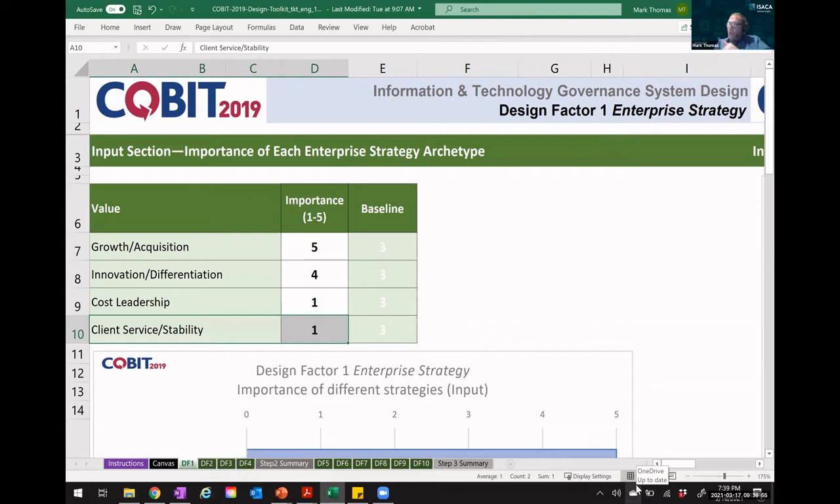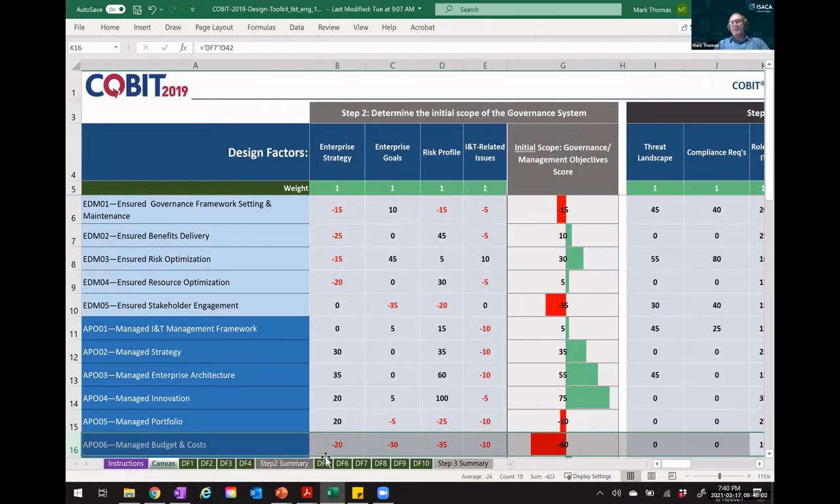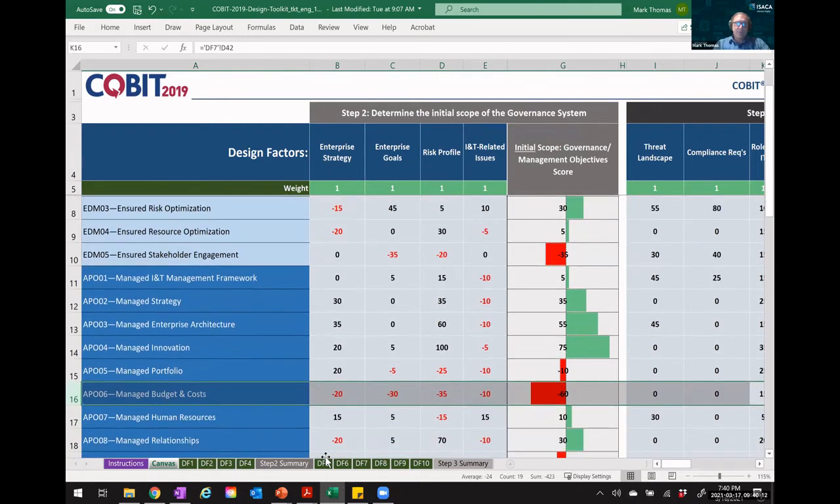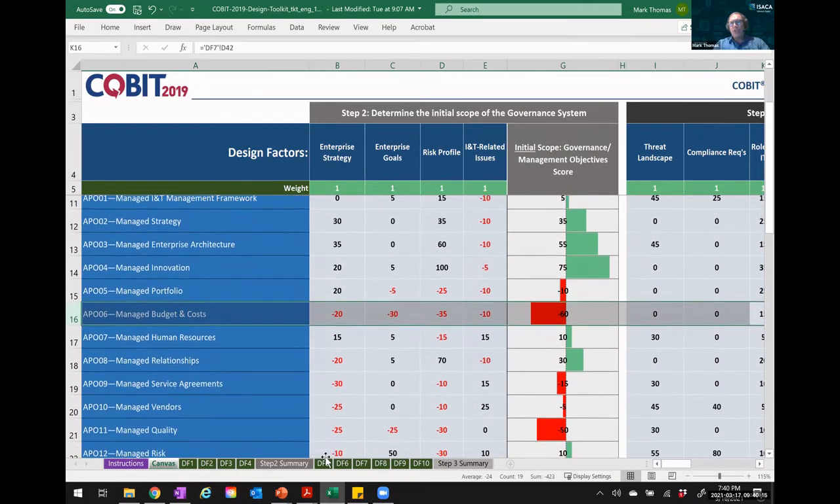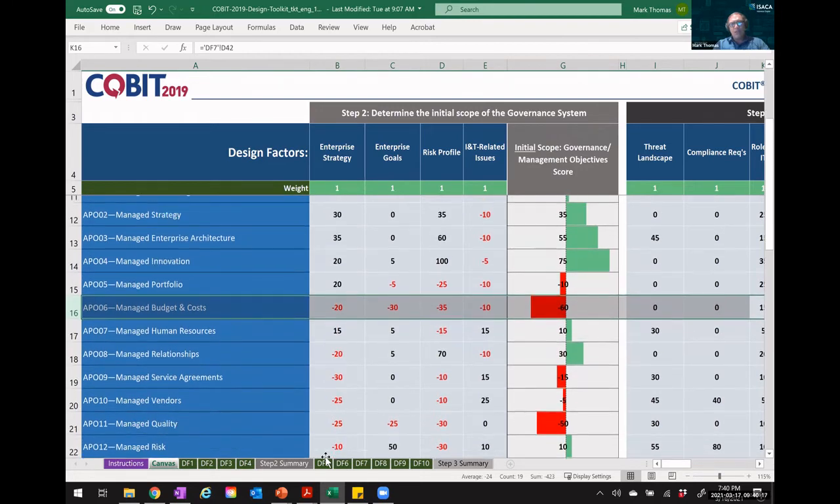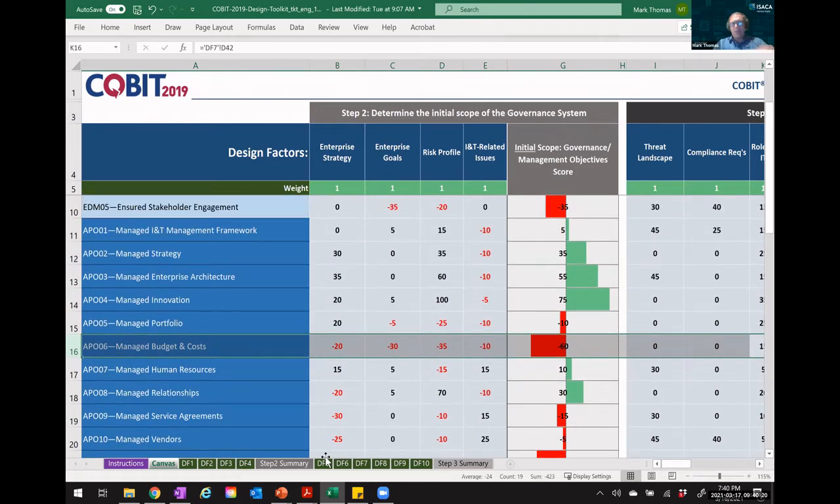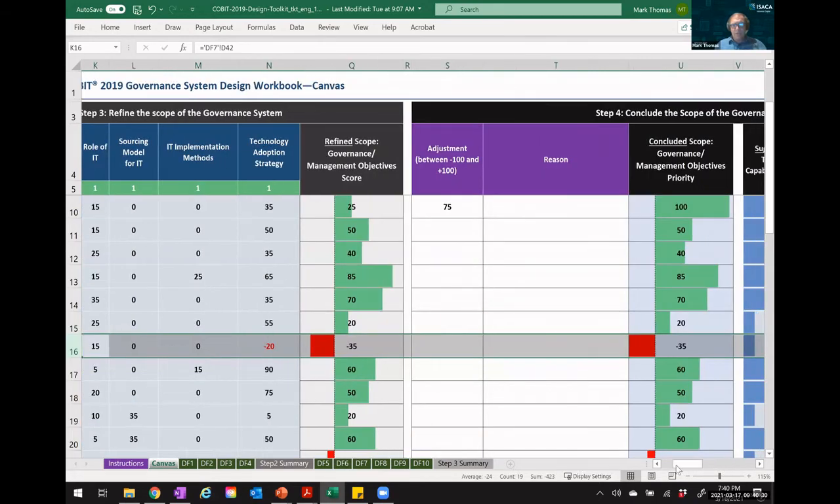And based on your input, guys, this is huge for scoping your audits. It's going to come back and say, if you actually gave an accurate account of the attributes of each one of those design factors, it's going to give you a general level of importance for each of those governance and management objectives. So again, I'm not going to walk through all the details of what I put in on that sample, but if you look down this slide, let's move over here. We'll just use this first column here.